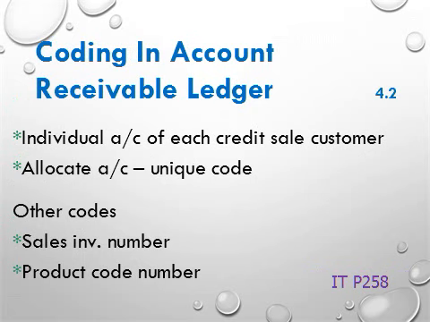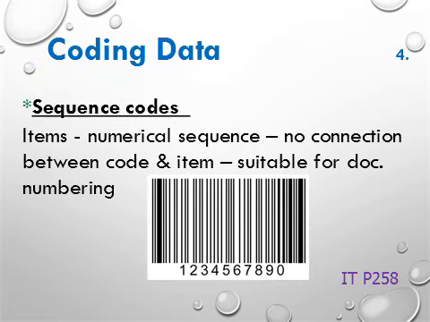The account receivable ledger contains the individual accounts of each credit sale customer. Each customer needs to be allocated an account, and each account will have a unique code. As well as the customer account codes, these other codes are also used in the account receivable ledger. Sales invoice numbers. Product code numbers. Here are some examples of different types of codes that a business may use in their accounting system.